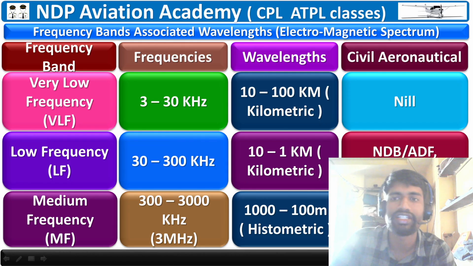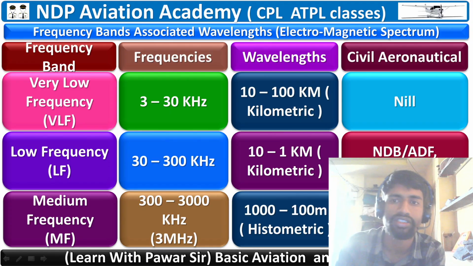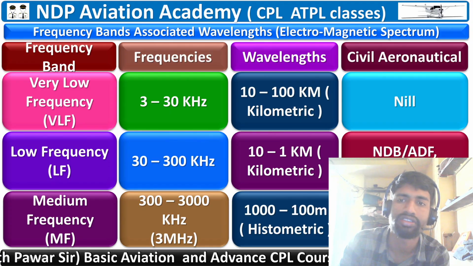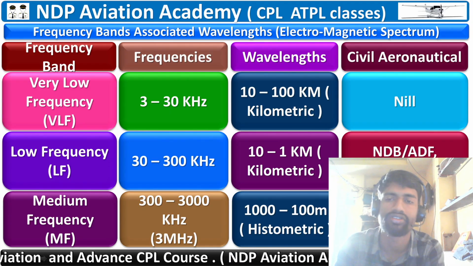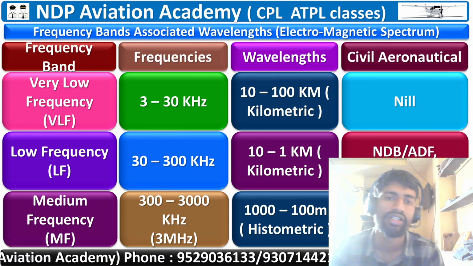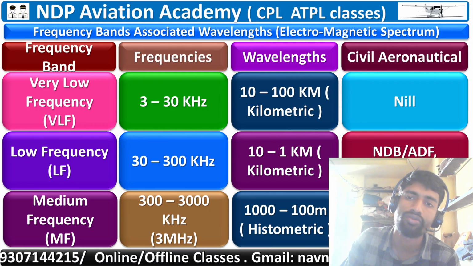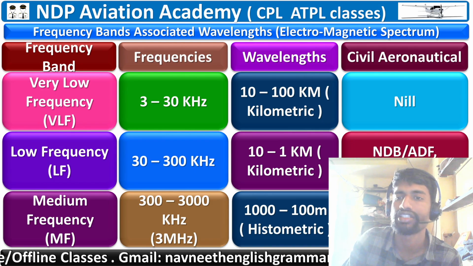Next, NDB and ADF, we use this frequency. What are NDB and ADF? Okay, non-directional beacon, and NDB is the transmitter and ADF is the receiver. NDB and ADF show you where your aircraft is, and where the station is from your nose.